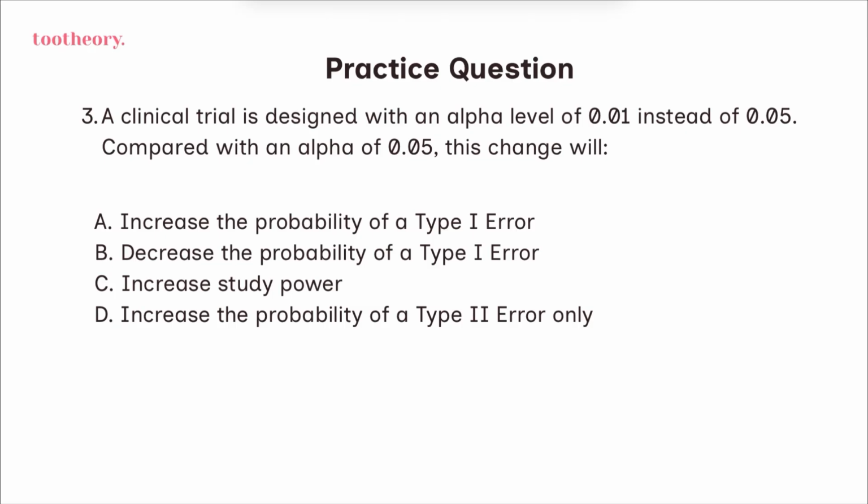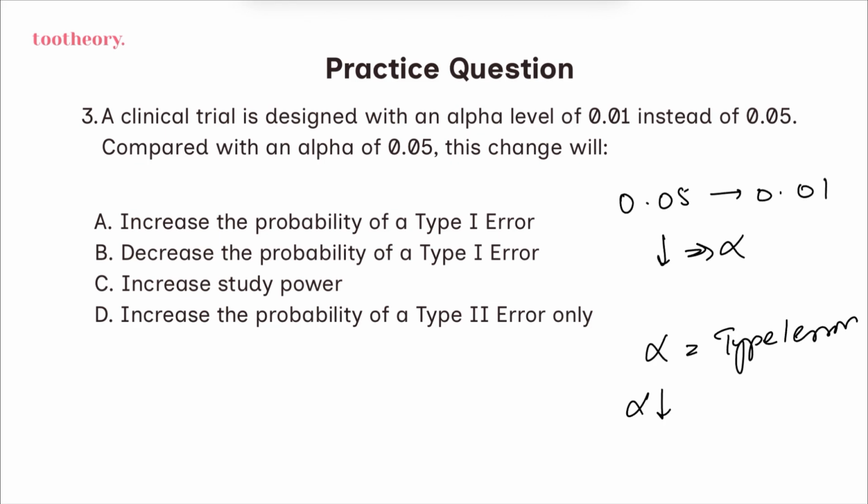Now, to answer this question, we need to know that a study has changed its alpha from 0.05 to 0.01, which means it has lowered its alpha, right? So basically, when the alpha goes down, which error becomes less likely? So we know that alpha is basically the type 1 error, right? So if alpha goes down, and since alpha is directly proportional to type 1 error, type 1 error will also be reduced, and hence it will decrease the probability of a type 1 error.